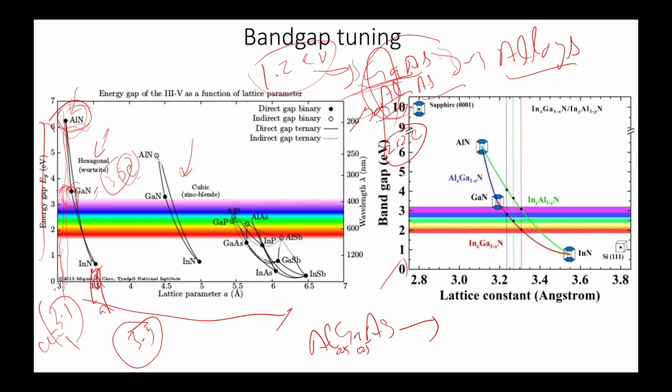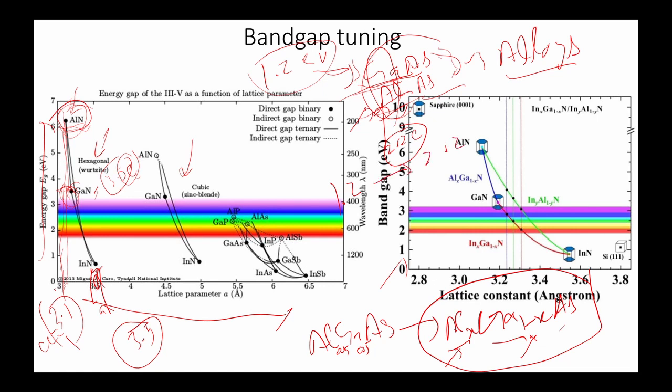When we alloy gallium arsenide and aluminum arsenide in some proportions, we can write aluminum X, gallium 1 minus X, arsenide. So there will be a proportion of X to 1 minus X. We can tune the band gap of these between 1.2 and 2.2.